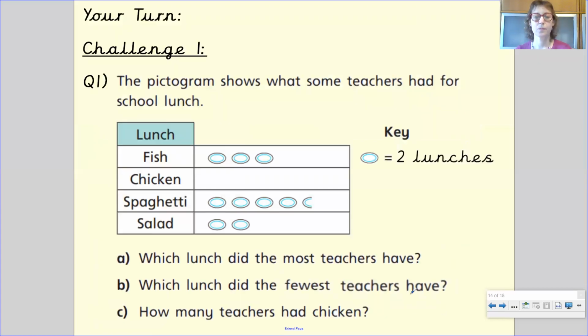Your turn. Challenge 1. This pictogram shows what some of the teachers had for school lunch. So we've got some teachers had fish, some teachers had chicken, some teachers had spaghetti, and some teachers had salad. So which lunch did most teachers have? So you're looking for the one with the longest line. Which lunch did the fewest teachers have? So again, you're looking for the one with the shortest line. And then how many teachers had chicken? And remember to look at the key to help you.